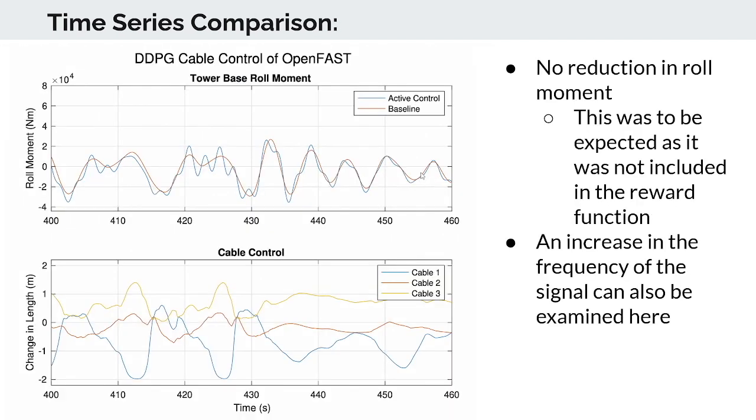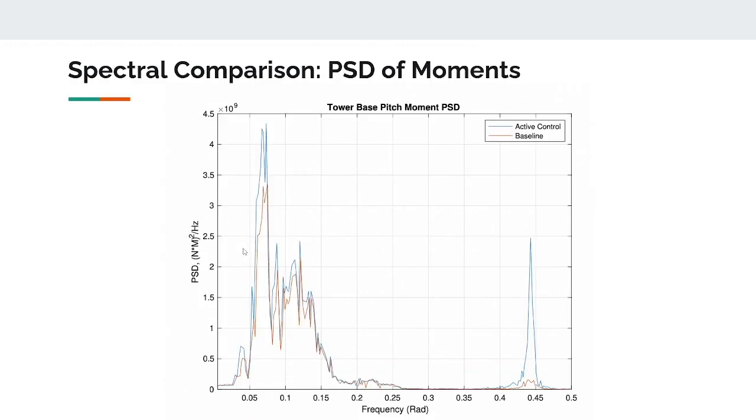For the roll moment, there was no reduction in roll, but this was to be expected as this was not included in the reward function. Again, an increase in frequency of the signal can also be examined here, but it was good to see a smooth transition between different changes in cable lengths. So for the PSD of the pitch moment, at these higher frequencies we can see a much larger increase due to the oscillatory nature of the thrusting back and forth, and also just an increase in the power at these lower frequencies as well, almost everywhere across the board, if not everywhere.